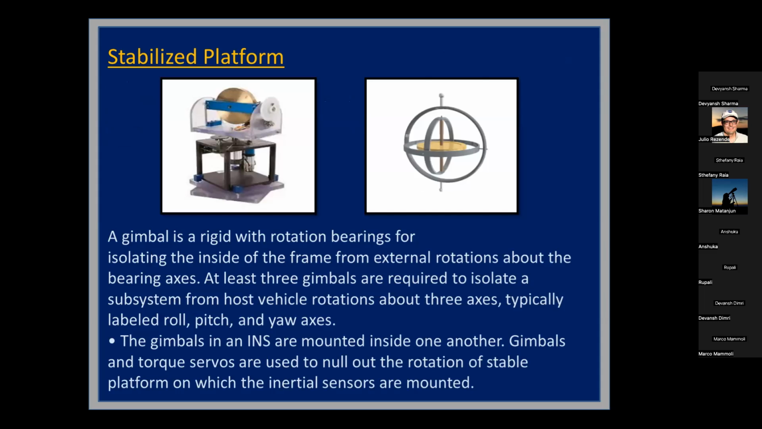A gimbal is a rigid frame with a rotation bearing for isolating the inside of the frame from external rotation about the bearing axis. At least 3 gimbals are required to isolate a subsystem from the vehicle rotation about 3 axes, typically labeled roll, pitch, and yaw axis. The gimbals in INS are mounted inside one another, and gimbals and torque servos are used to null out the rotation of the stable platform on which inertial sensors are mounted.